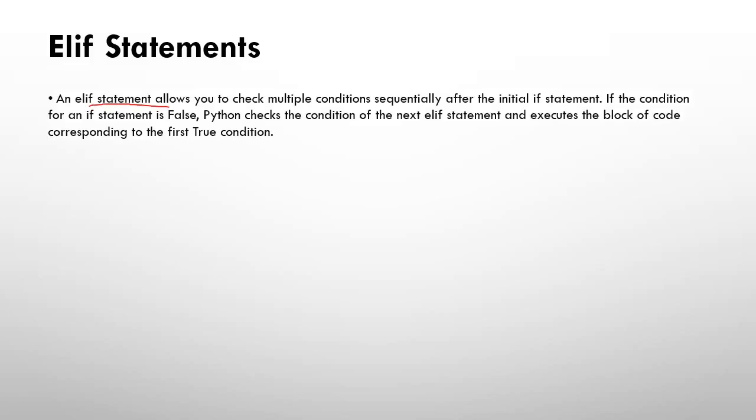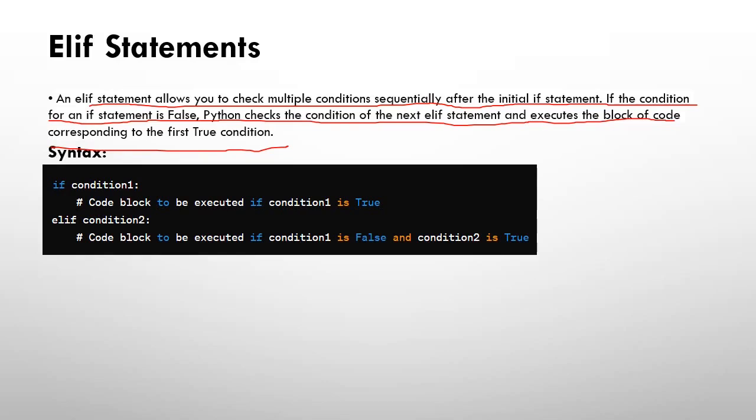Elif statements. An elif statement allows you to check multiple conditions sequentially after the initial if statement. If the condition for an if statement is false, Python checks the condition of the next elif statement and executes the block of code corresponding to the first true condition. So, in the case of elif statements, first the condition 1 of the if statement will be checked. If that is true, then this part of the code will be executed. However, if condition 1 is false, condition 2 will be checked, and if that condition is true, this part of the code will be executed.